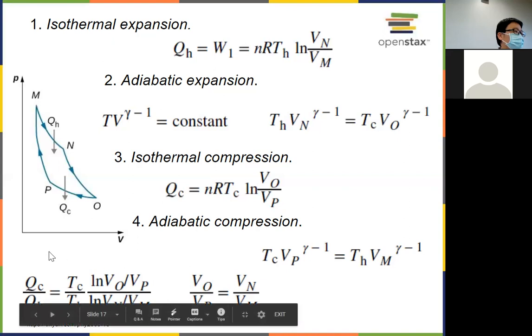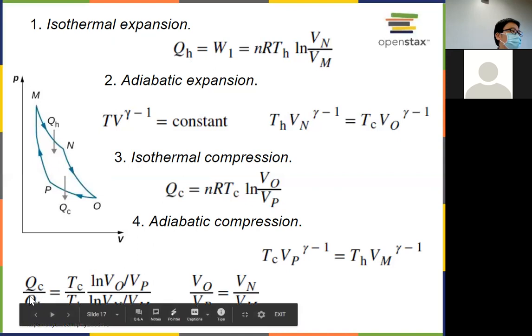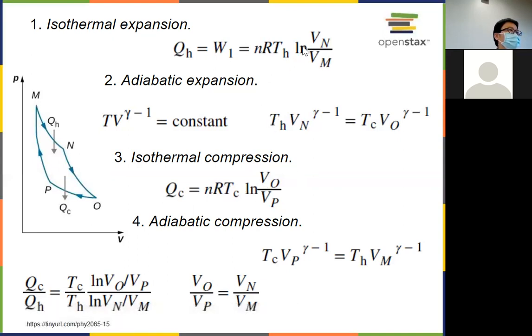If you are taking notes, just make sure this is the absolute value of QC and the absolute value of QH. So the absolute value of QC divided by QH should be equal to this term over that term. Then nR will cancel out, so it will be just TC ln of this over TH ln of that.